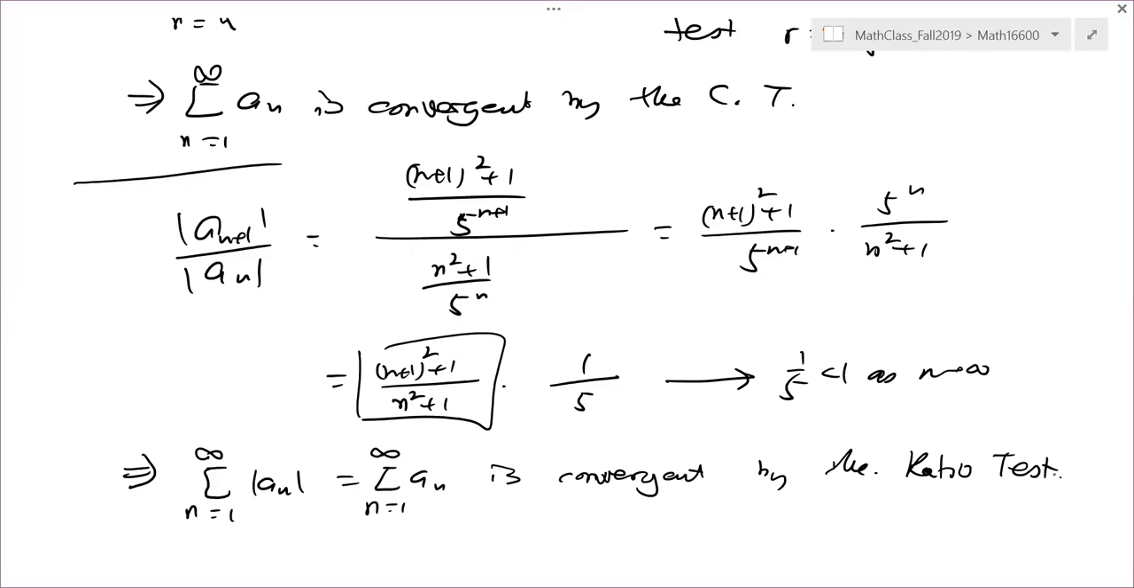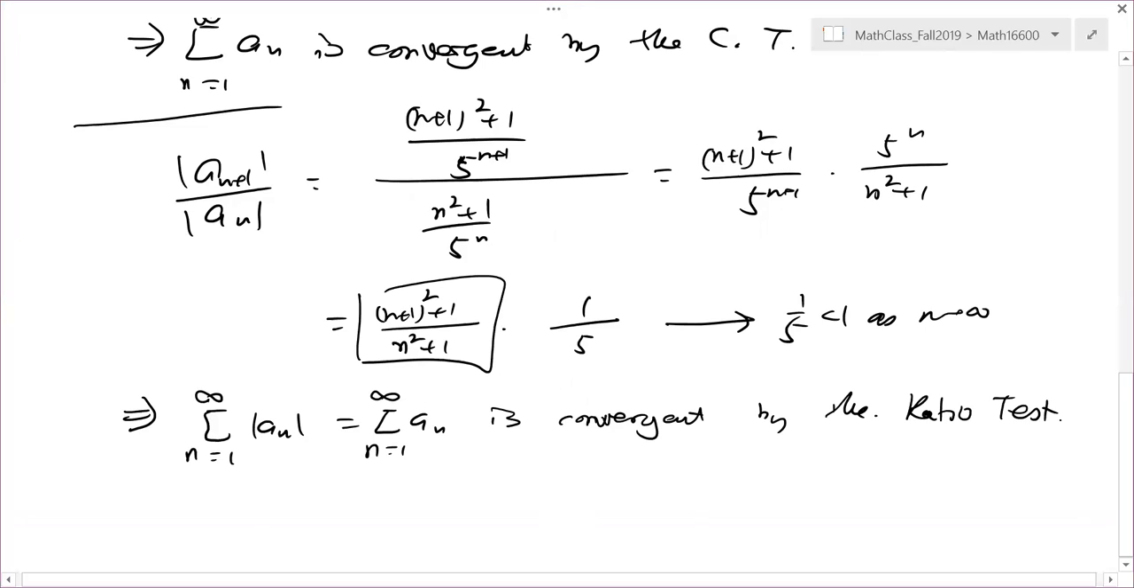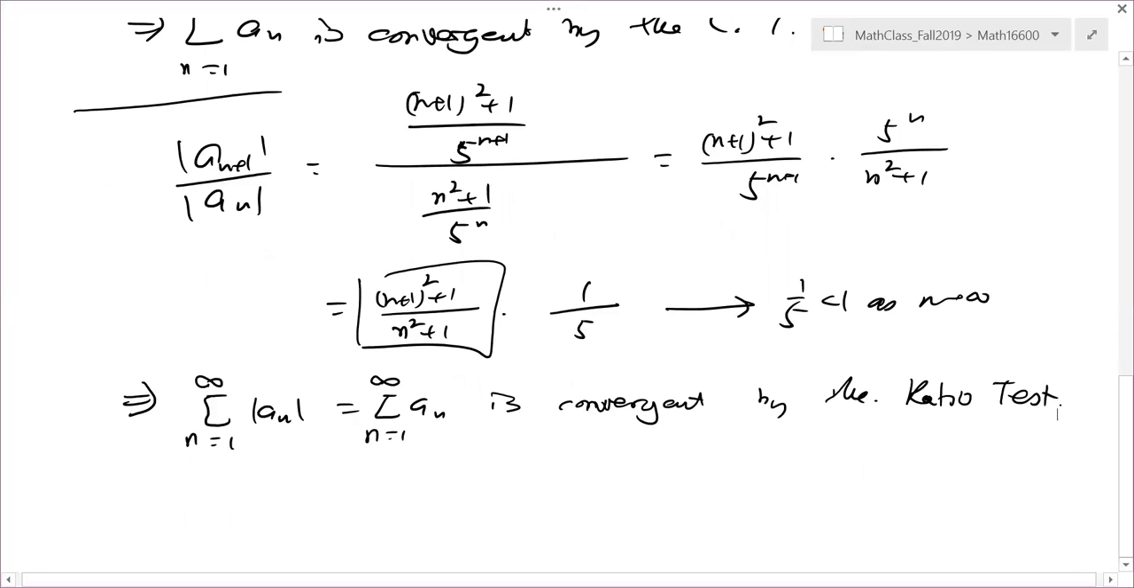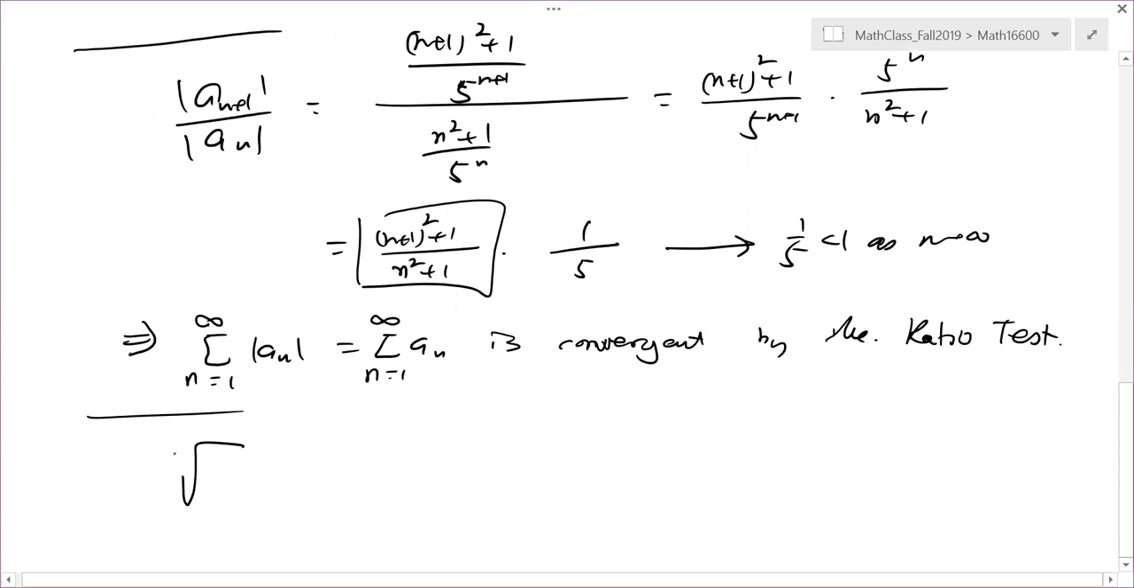Now, normally, as long as there's no n factorial, you can always use a root test to get the same result. If there's n factorial, only the ratio test works. So let's try the root test.